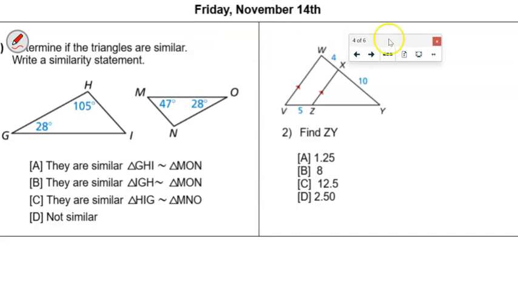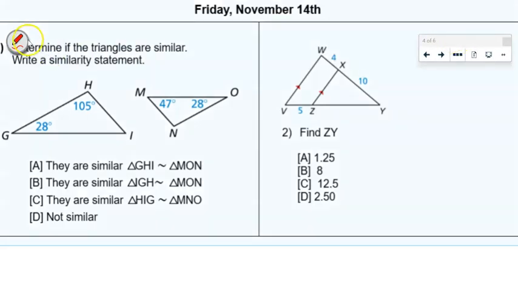All right, this next one says determine if the triangles are similar, write a similarity statement. Okay, on this one, we need to find our third angle right here, and we're going to do 180 minus 28 minus 105. And when I did that, I got that it was 47 degrees.